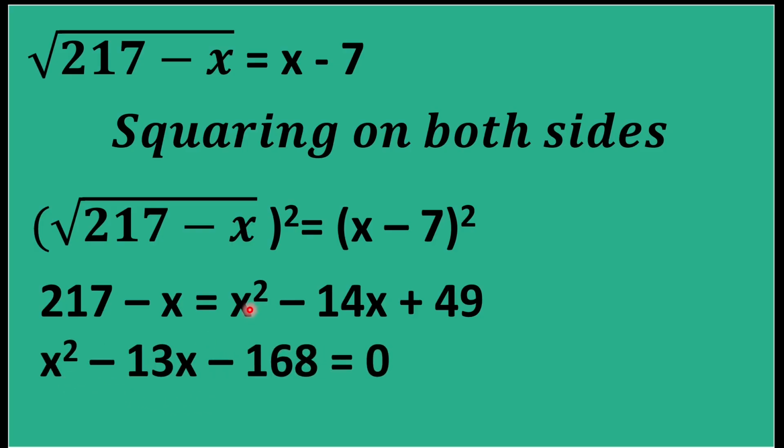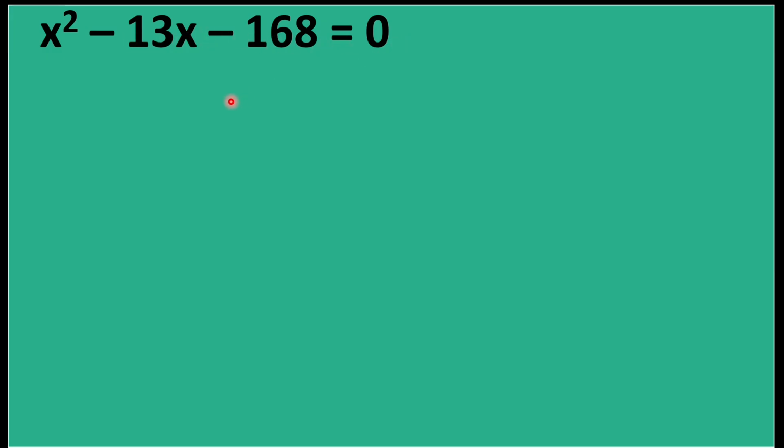So this will become x squared minus 13x, because when we send this minus x to the other side of the equation, this will become plus x. So minus 14x plus x overall results in minus 13x, and this plus 49, when we send 217 to the other side, minus 217, this will become minus 168, which equals 0. So x squared minus 13x minus 168 equals 0, and now this is a quadratic equation.